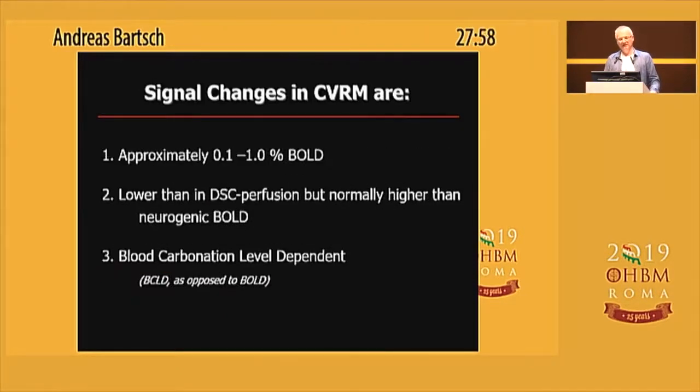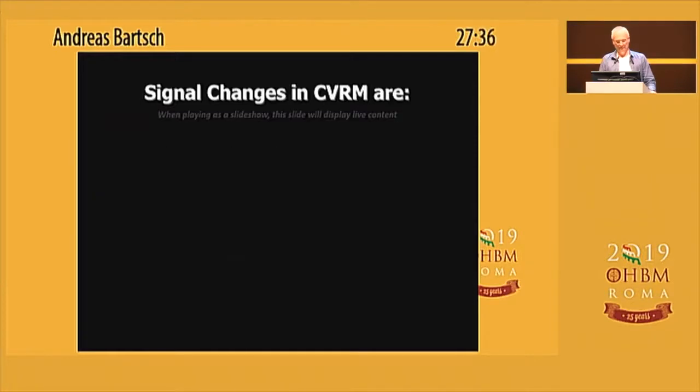Then, second voting. Signal changes in CVRM are approximately 0.1 to 1% BOLD, lower than in dynamic susceptibility contrast perfusion, but normally higher than neurogenic BOLD, or blood carbonation level dependent, BCLD, as opposed to BOLD. Your votes, please.